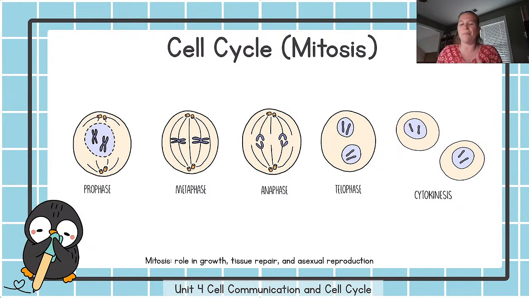Over the years, students have modified it. They're like G1, S, G2, and then they go prophase, metaphase, anaphase, telophase, cytokinesis. Okay, you got the idea.